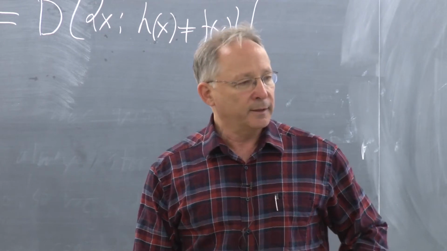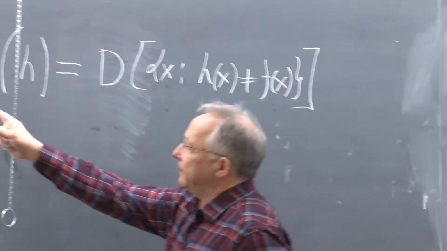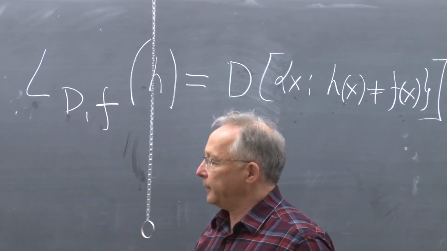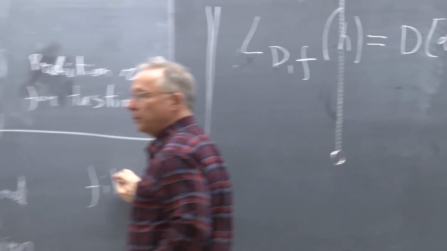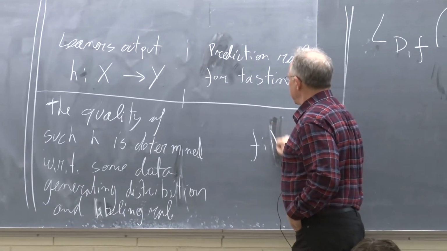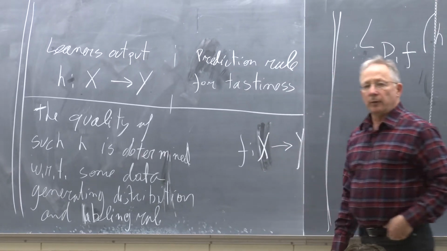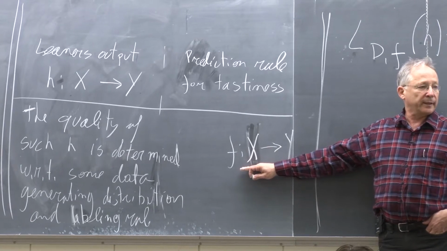Yes? The D F subscript, that's a distribution function? So D is the distribution that generates papayas. And F is a rule. F is the true labeling, the true function that takes points x and gives them some y. So you have the correct labeling. This is the correct labeling function.